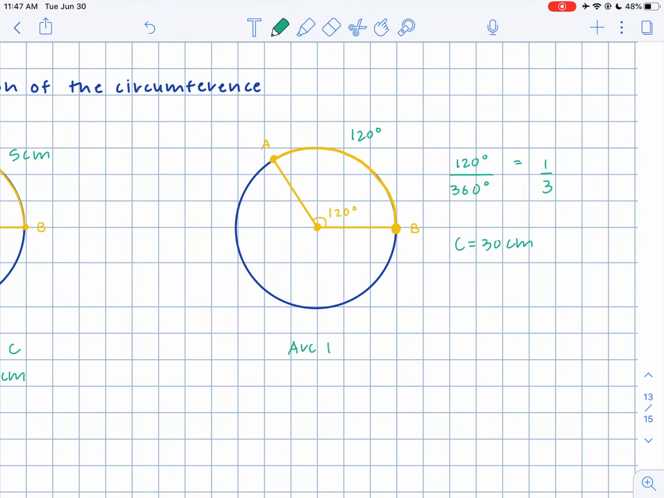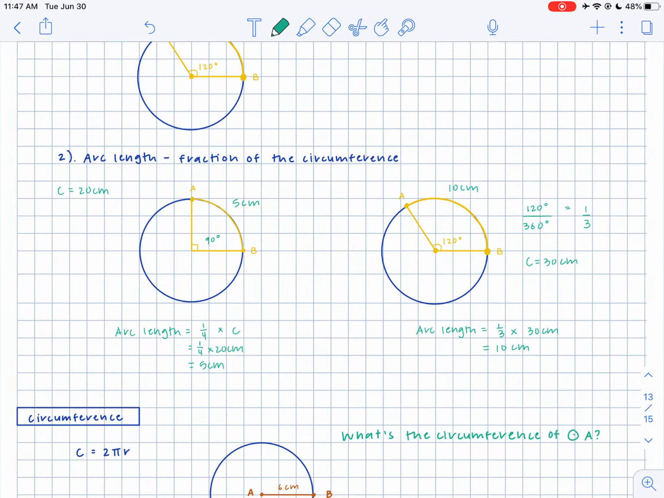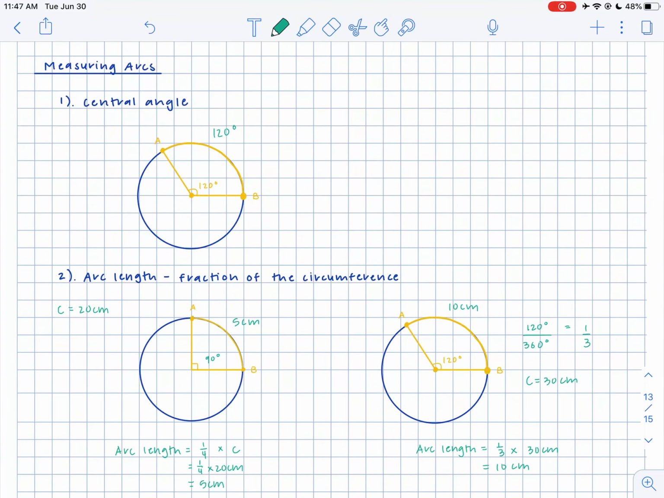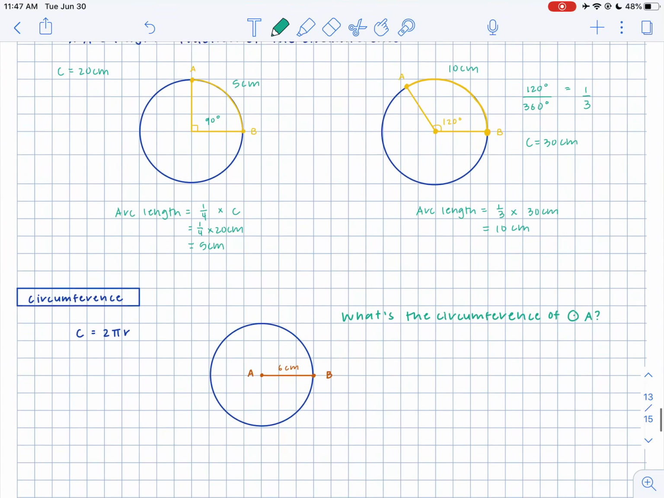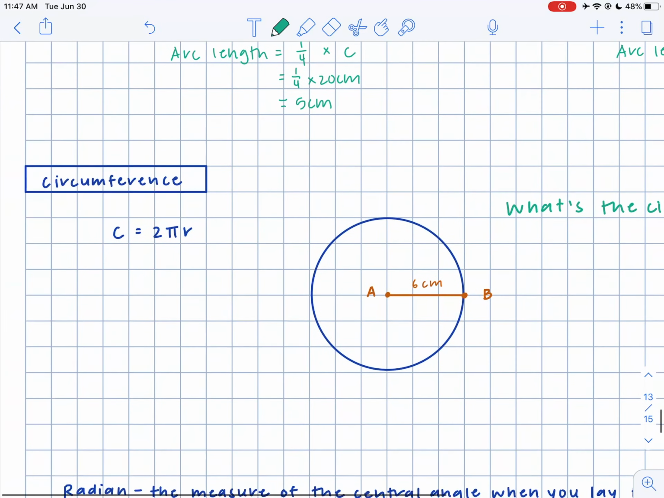Oh, no. Okay, sorry. So, arc length for this circle would be the fraction, 1/3, times the circumference, which is 30 centimeters. So our arc length here is 10 centimeters, right? Because 1/3 times 30 is the same thing as 30 over 1, and you just multiply across and simplify. So our arc AB is 10 centimeters. Okay, so that's 2 ways to measure an arc, whether you measure in degrees or in units of length.